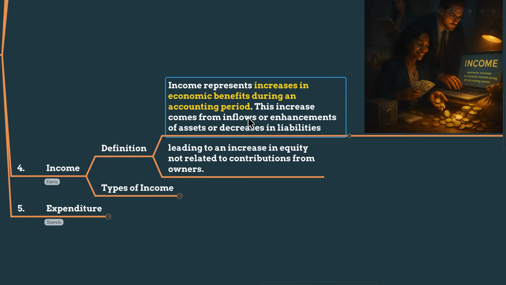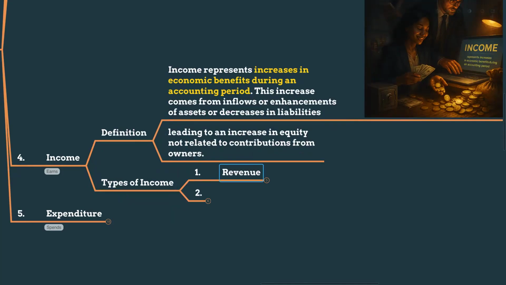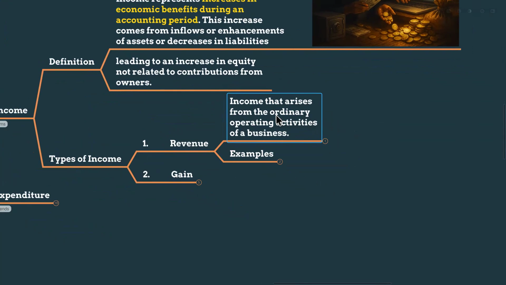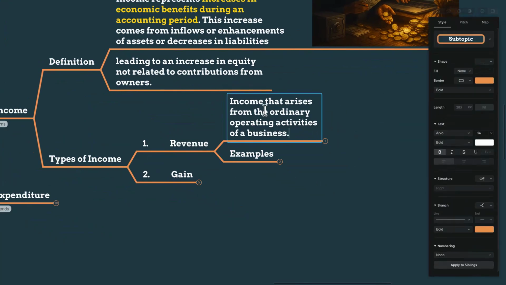We will study that deeper, okay? And the types of income are revenue and gain. So these are the types of income as per your syllabus. Revenue income is income that arises from ordinary operating activities. The important words here, my dears, are ordinary operating activities.